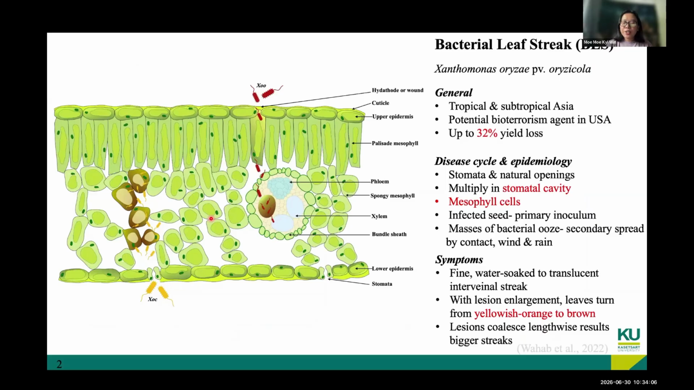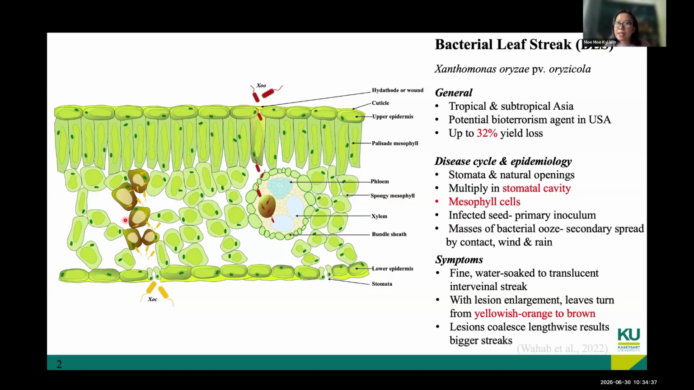Although they share the same species, the way they infect the rice leaf is different. In the case of XOO, they enter the rice leaves through the hydathodes and try to invade the vascular bundle. But for XOC, they enter via the stomata or other natural openings, and they try to multiply in the stomatal cavity and invade the spongy mesophyll cells.